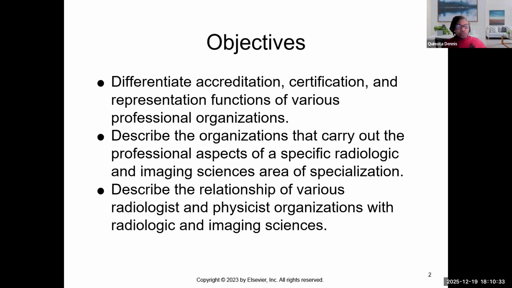All right. So the objectives for this chapter, many objectives: differentiate accreditation from certification and representation functions of the various professional organizations. Also describe the organizations that carry out the professional aspects of a specific radiologic and imaging science area of specialization. And then also describe the relationship of various radiologists and physicist organizations with radiologic and imaging sciences.